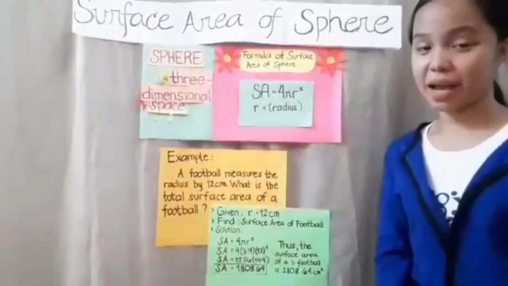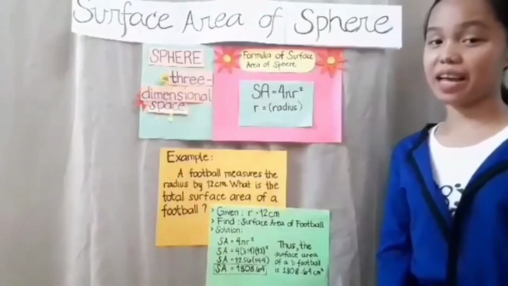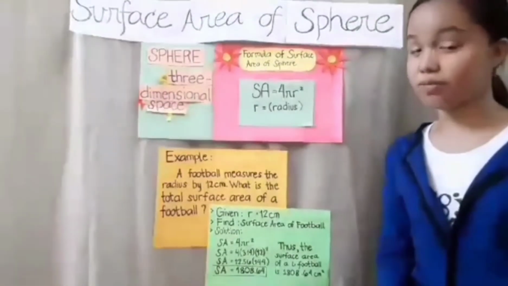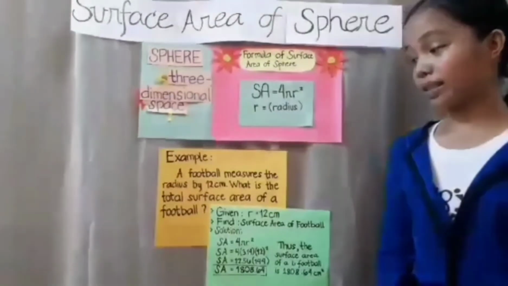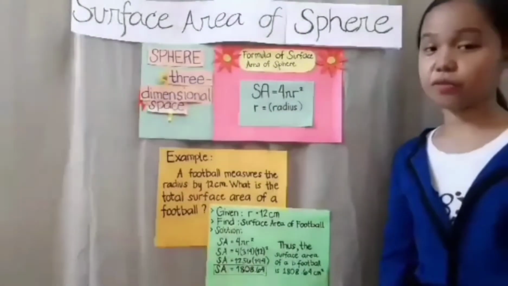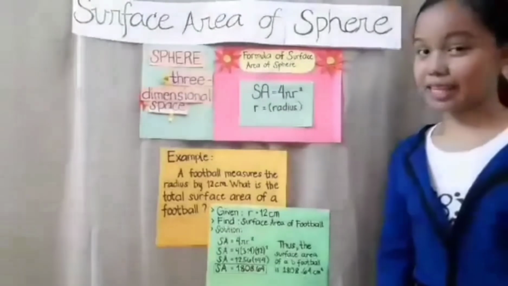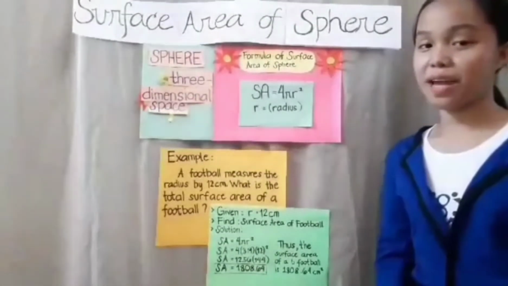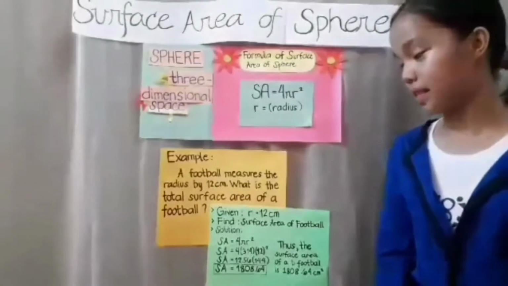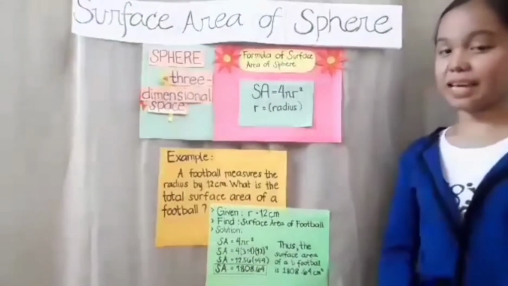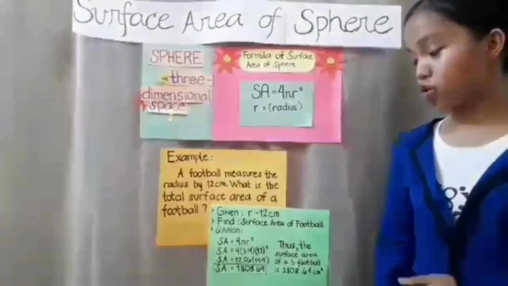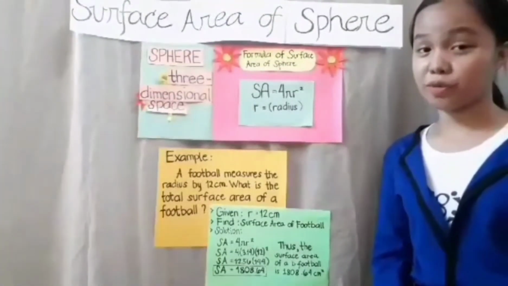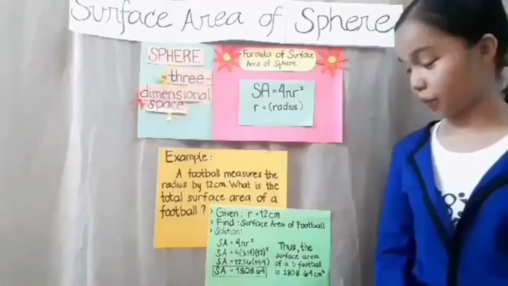I have here an example on how to get the surface area of a sphere. A football measures a radius of 12 centimeters. What is the total surface area of the football? First, let us write the given. Our given is the radius, which measures 12 centimeters, and we will find the surface area of the football. To solve it, we will use the formula of the surface area of a sphere.